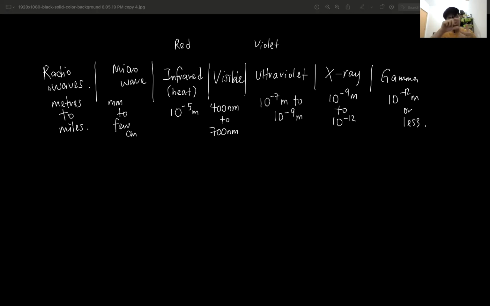If you look at the antenna of the walkie-talkie, how long is it? About a few centimeters, because it transmits and receives microwaves. So the detector needs to be at least as big as the wavelength. Now, the same thing here.